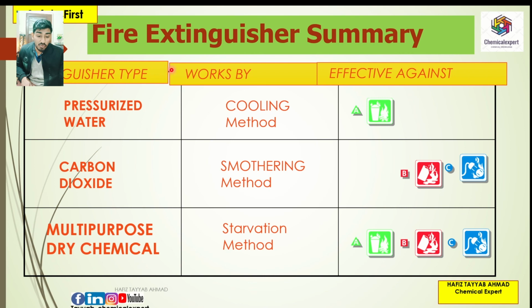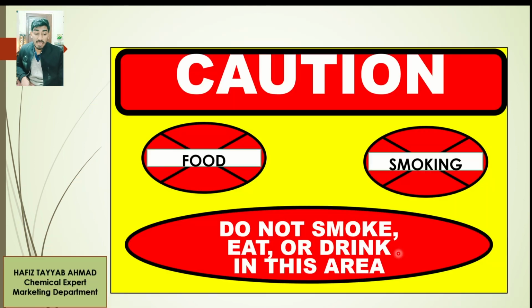Next, move on. I told you already, the cooling method is used by adding pressurized water, and in the smothering process, we cut off the supply of oxygen, which we do by adding carbon dioxide. And in the starving method, we add some chemicals for saving our life from the three kinds of fire: A, B, C. So be conscious about that.